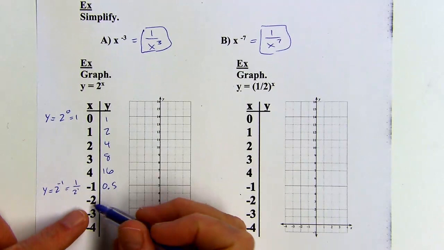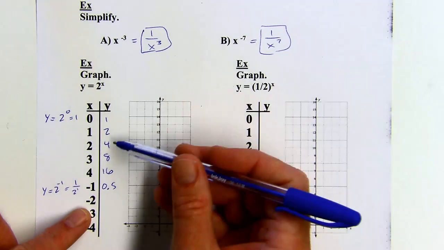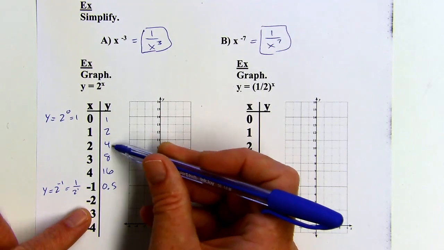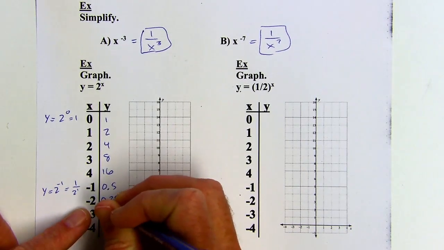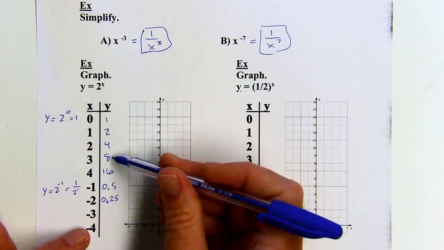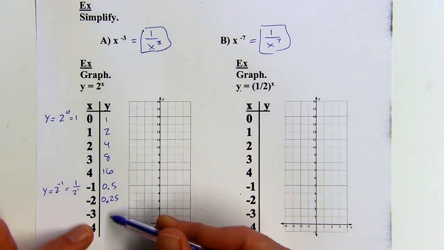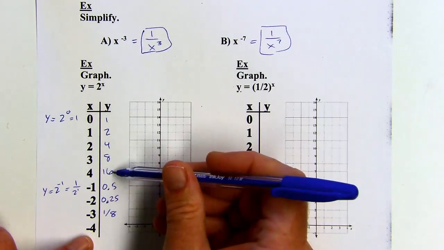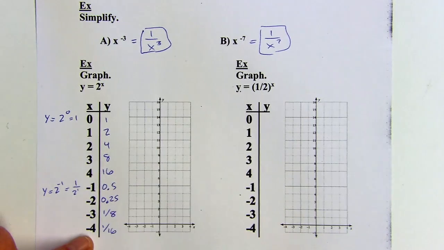Okay, when I'm doing 2 to the negative 2nd, that's going to be 1 over 2 to the 2nd, so 1/4, right? See how 2 to the 2nd is 4, 2 to the negative 2nd is 1/4. So I'll put that as a decimal. And then 2 to the 3rd is 8, so 2 to the negative 3rd is 1/8. I'll just put that in as 1/8. And 2 to the 4th is 16, so that means 2 to the negative 4th is 1/16.